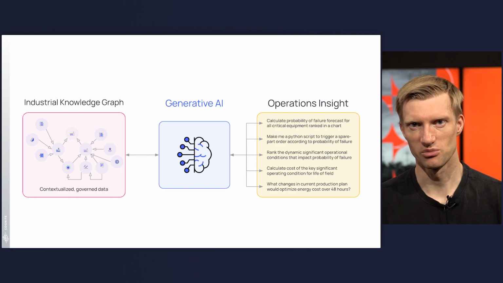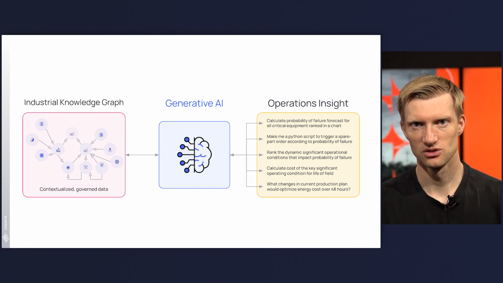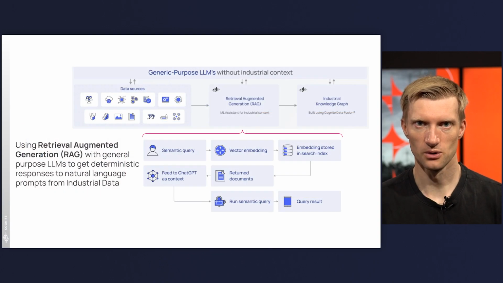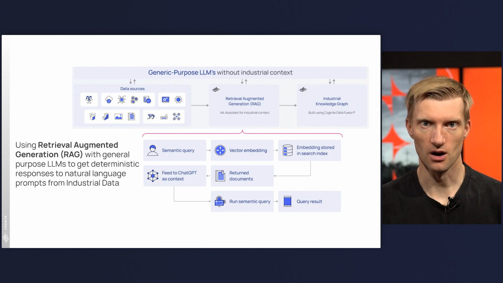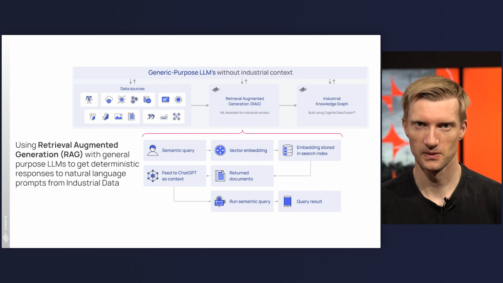When harnessed and provided with rich, contextualized industrial data, it is possible to use the reasoning engine of LLMs to generate deterministic or fact-based answers to natural language prompts. Retrieval Augmented Generation, or RAG, is a design pattern we can use with large language models to provide contextualized industrial data directly to the LLM as specific content to use when formulating a response.